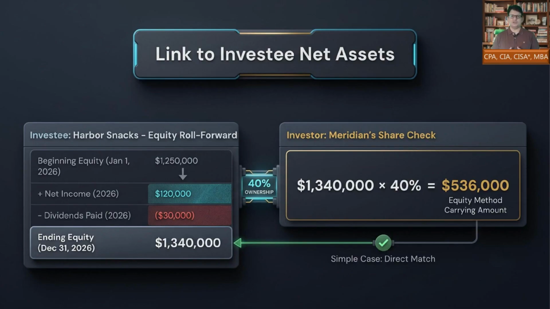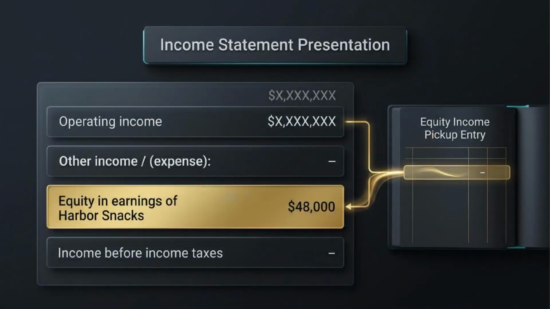This happens because we assume no basis difference. In simple cases, the investor's carrying amount equals its proportionate share of investee book equity. Later, basis differences will explain why this equality often breaks in real transactions. On the income statement, the investor's share of investee earnings is normally shown as a separate line item, often within continuing operations and before income taxes. For Meridian, that separate line is equity in earnings of Harbor Snacks for $48,000.